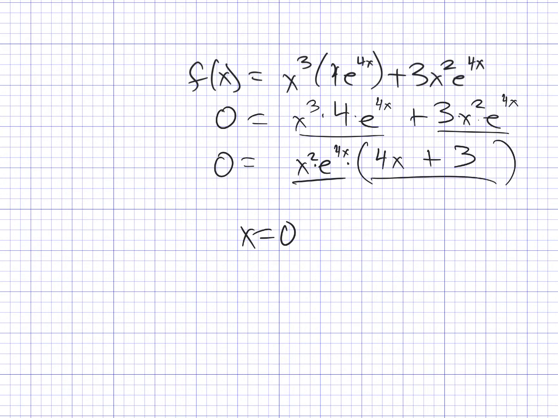And then you look at the next thing. What makes that go to 0? Negative 3/4. You set it equal to 0 and solve, don't you? Isn't that what you do when you factor a trinomial? You set your binomials equal to 0 and you solve them. So it's the same thing. So negative 3/4 is the other 0.